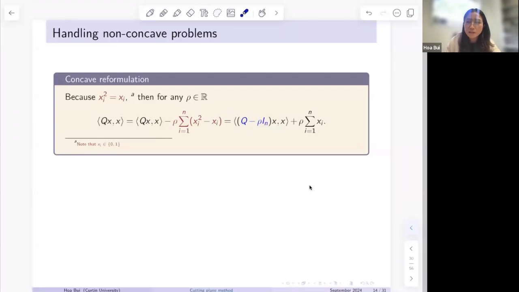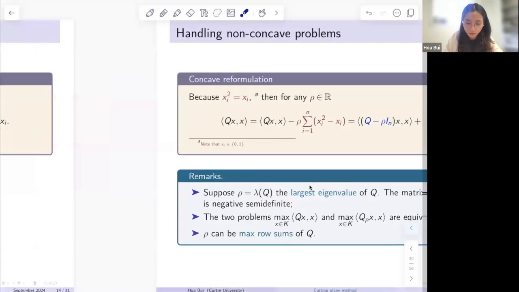Indeed, the bilinear binary problem has an equivalent concave reformulation. This is because of this property: because xi belongs to 0 or 1, we always have xi squared equal to xi for every i. Then the function Qxx here equals this one, because this one is 0, and rho can be any real value. So when that happens, we can take xi squared and put it into the quadratic function. Then we have this function, and then we have a linear function.